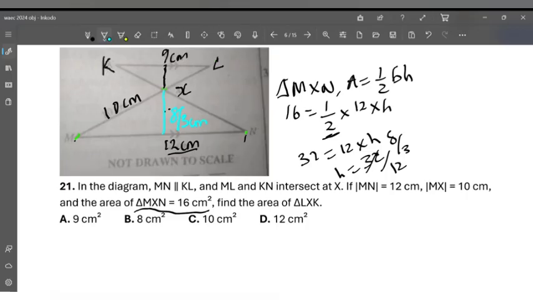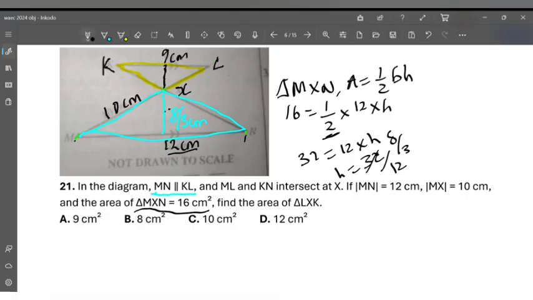Now, how will it be useful? Well, since the question tells us that MN and KL are parallel, we can say that these two triangles, this first one and this second one, are similar triangles. They are similar triangles, which means we can compare their sides together. We can compare a ratio of their sides.